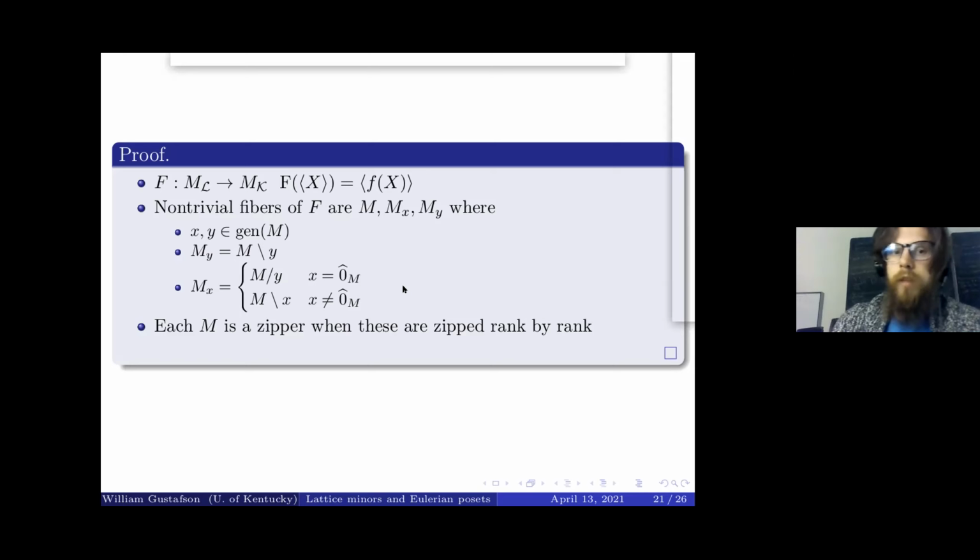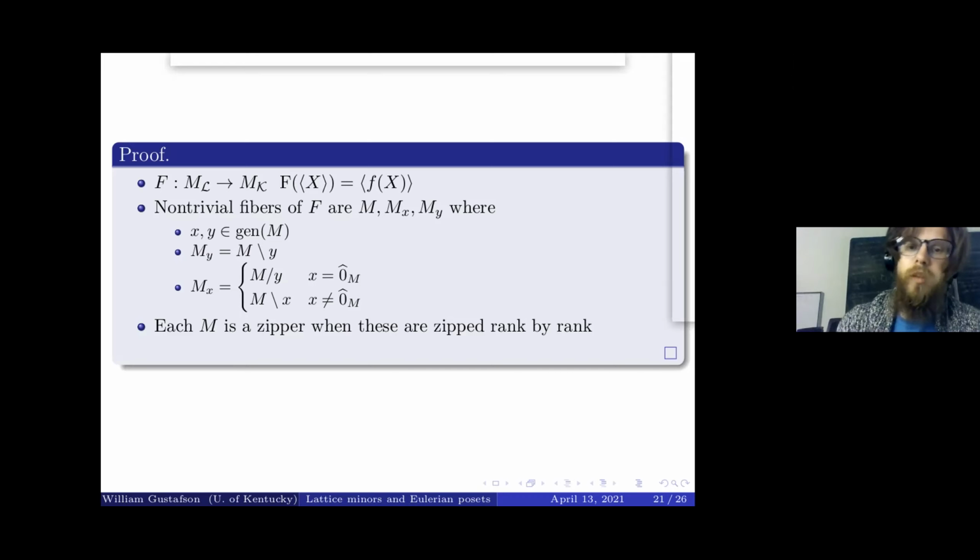All right, so it's pretty obvious that these 3 minors will get mapped to the same thing by F. The converse, that whenever you have 2 things being mapped to the same thing by F, it's in one of these triplets, takes a little bit of work, but it's not too bad. Okay, and then the last step here is just to show that each of these minors M are going to be zipper when we go up rank by rank. So we start by zipping the rank 2 minor with X and Y, and then we'll go up in ranks.